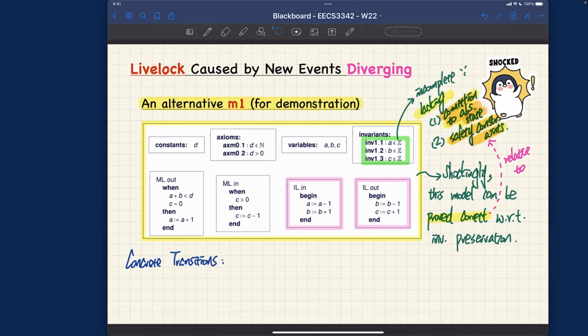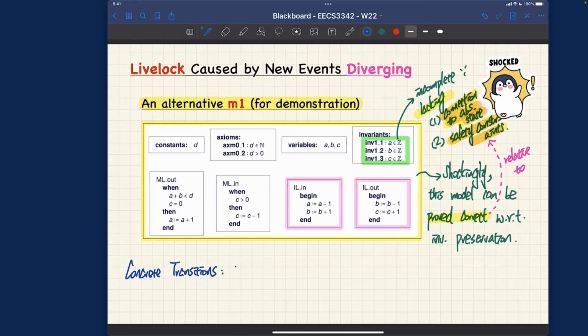Right, let me put it a little bit lower over here. I will also put the abstract counterpart. Remember, somehow every concrete transition should be simulated by some abstract transition. I will do that as well. Right, so let me just put it here. Okay, that should be good.